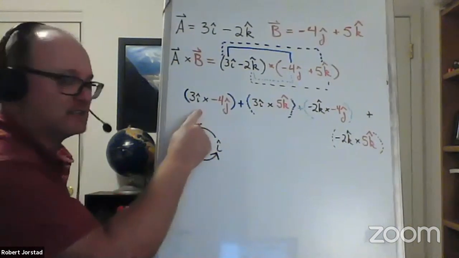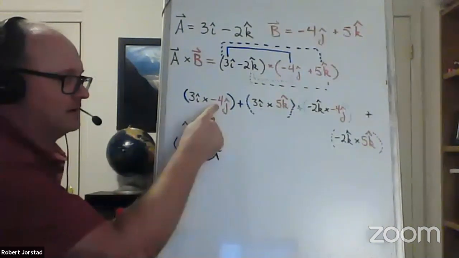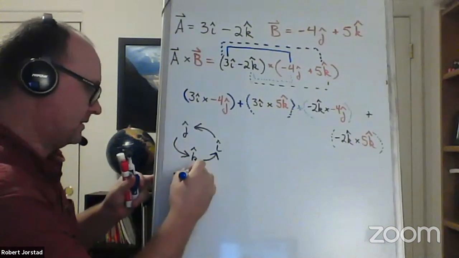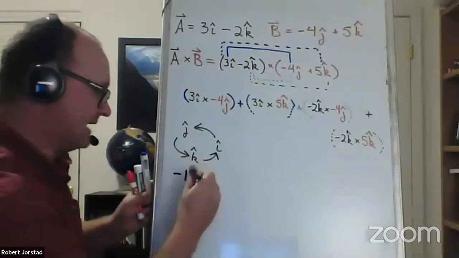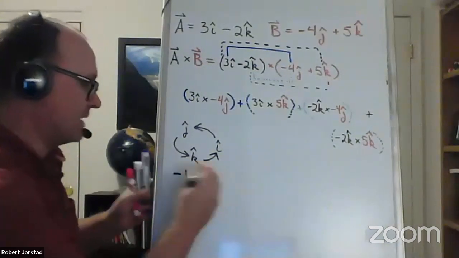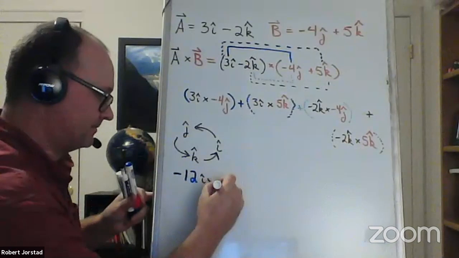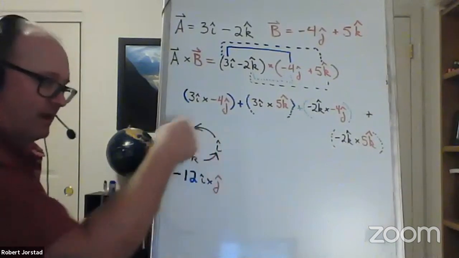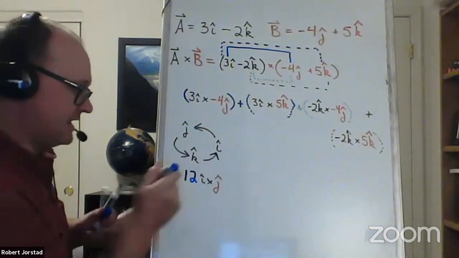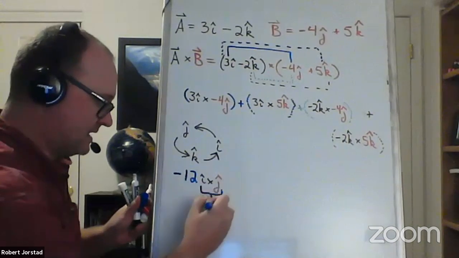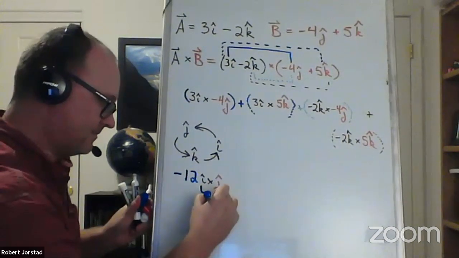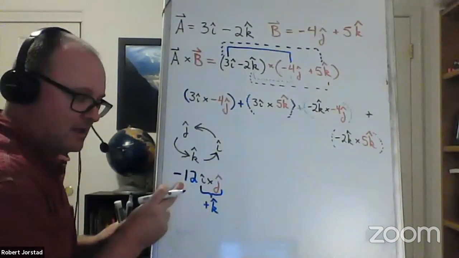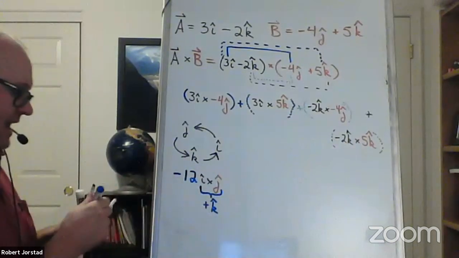Here is the math that I need to do. I've got a 3 times a -4. That is -12, okay? Now I see I have an I hat crossed with a J hat. From that, I see I goes to J goes to positive K hat. I'm going the correct way around the circle. So all of this is positive K hat. So the numbers 3 and -4, when I multiply them, give me a -12. And the I cross J gives me a positive K hat. Okay.